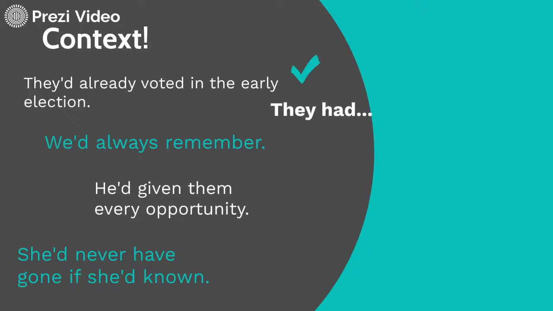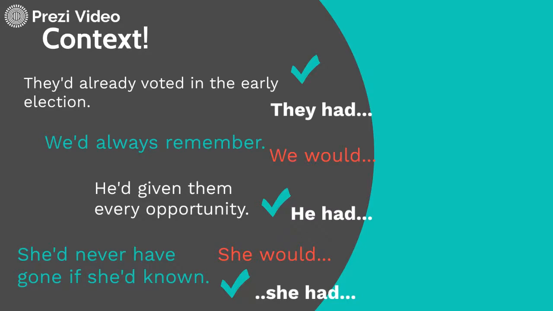What about we'd always remember? Well, it doesn't make sense to say we had always remember because we don't have the past participle. It makes more sense to say we would always remember. How about he'd given them every opportunity? That's going to be he had given them every opportunity because given is the past participle version of the word give. And this one has a little bit of both. It says she'd never have gone if she'd known. She would never have gone if she had known. You can see why it can get a little bit confusing. I just want you to be aware of this. Sometimes that apostrophe D is had and sometimes it's would.